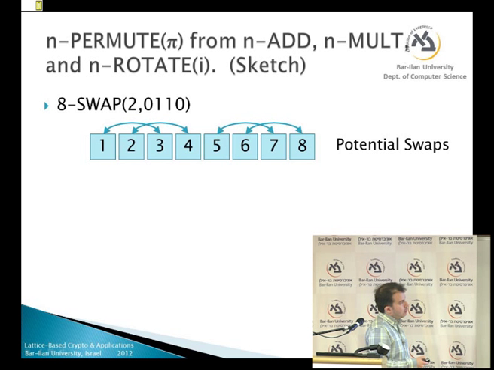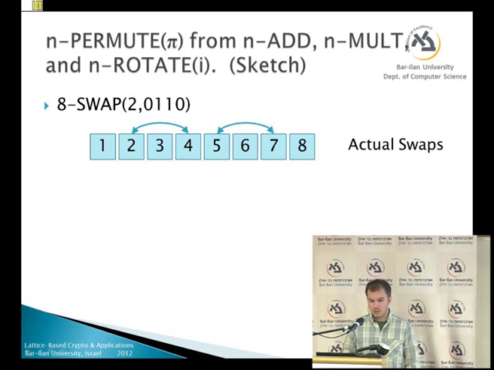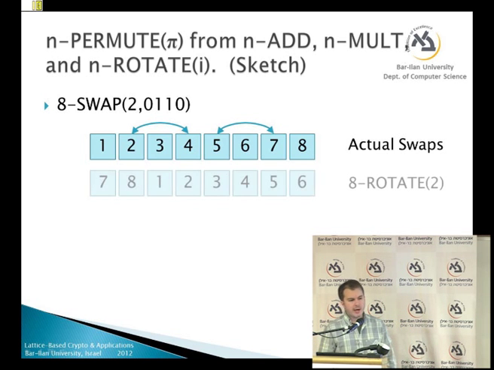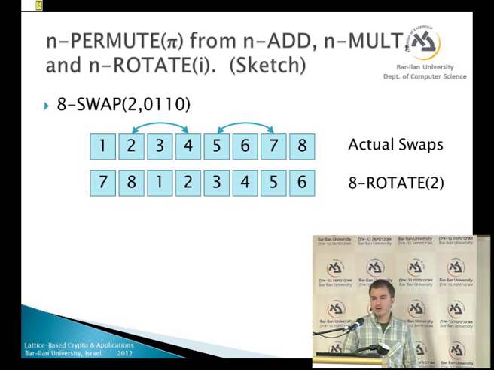And by the 0, 1, 1, 0 here, I'm saying that I'm not going to actually do this first swap. I am going to do this swap. I am going to do that swap. I'm not going to do that swap. So those are the actual swaps that I want to do. But I have this rotate operation. How do I do a swap operation out of a rotate operation?